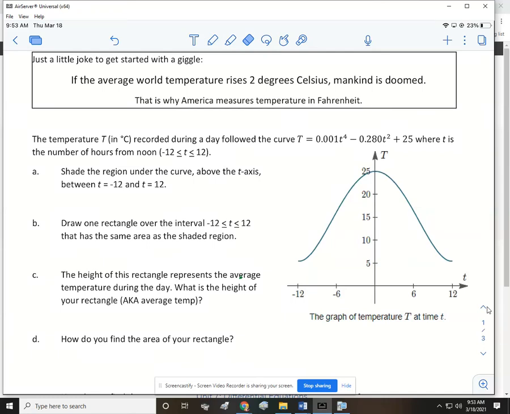All right, so we are starting Unit 8, and Unit 8 is all about applying integration. And this first lesson is about finding the average value of a function. So we're going to use integrals to find the average value.